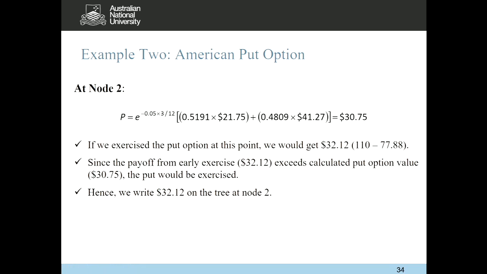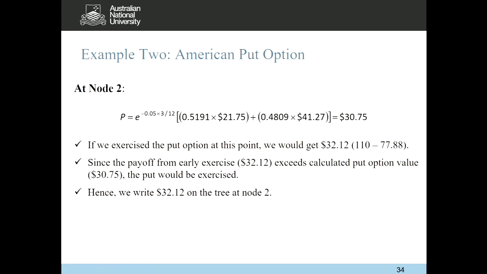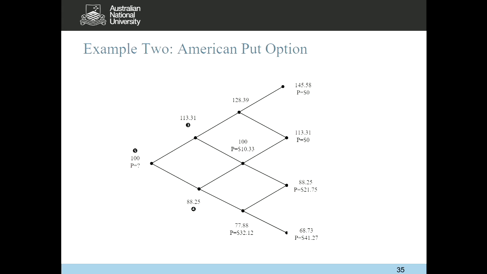Again, let's check the intrinsic value. Let's check what is the value we get if we exercise the puts immediately in Node 2. So Node 2 has a share price of 77.88. So 77.88 is 32.12 below the strike, right? So if we exercise the put, we get that much payoff. And 32 is higher than 30. In other words, we should exercise the put immediately to get that payoff instead of holding on to that put option for another 3 months. So that's what we did. We write down the 32.12 in this branch here.